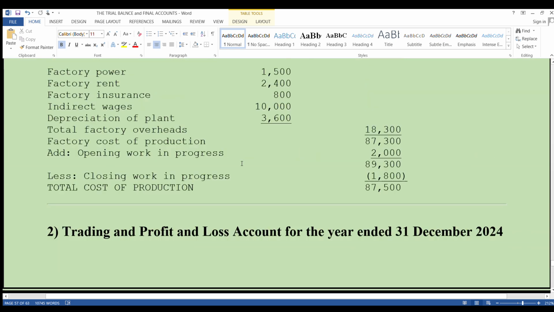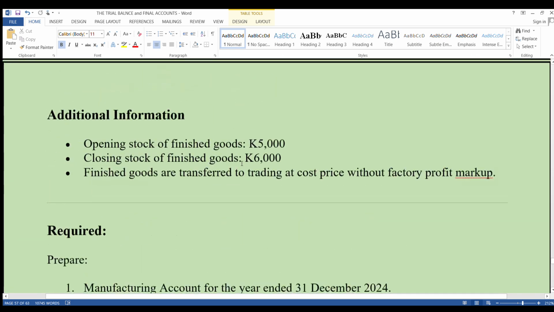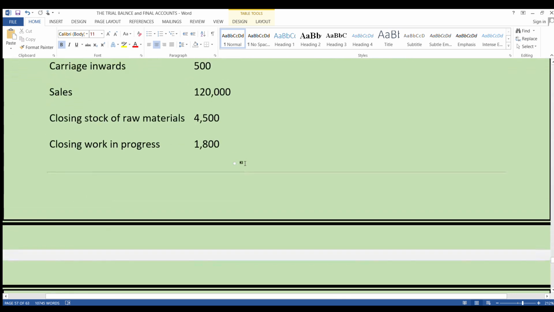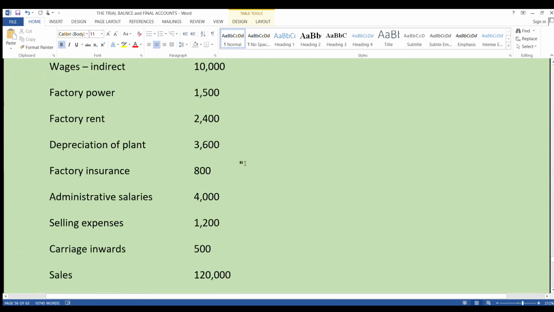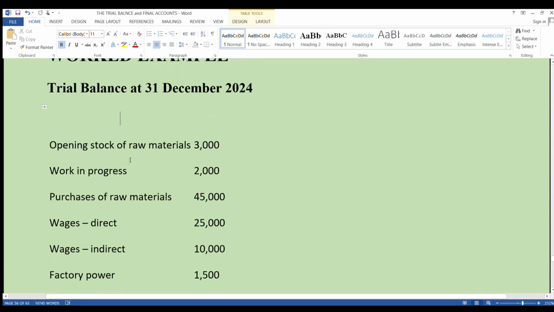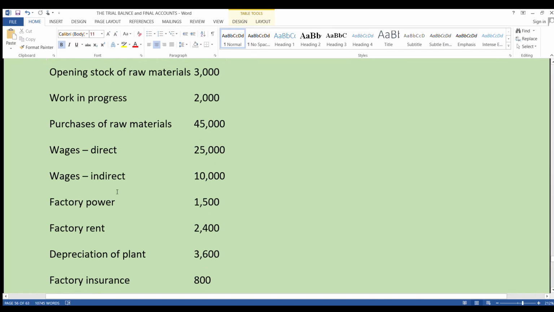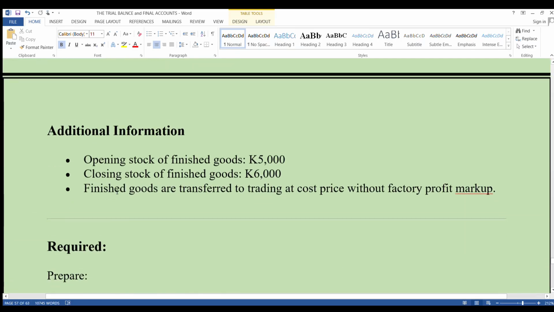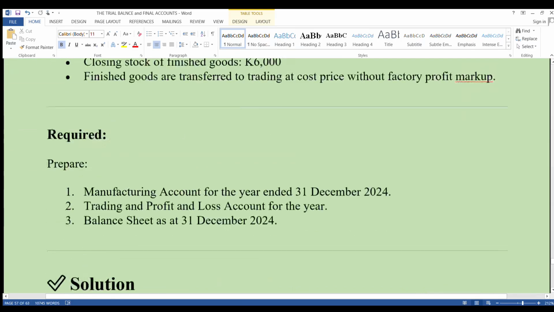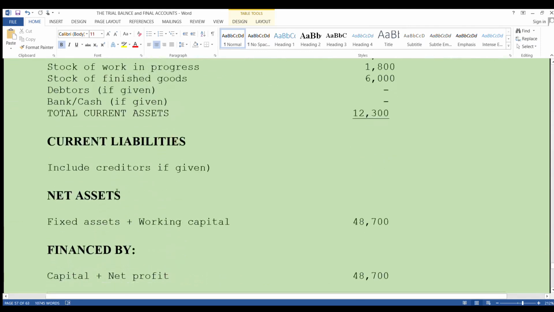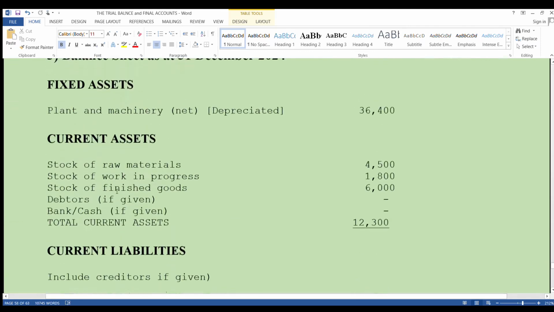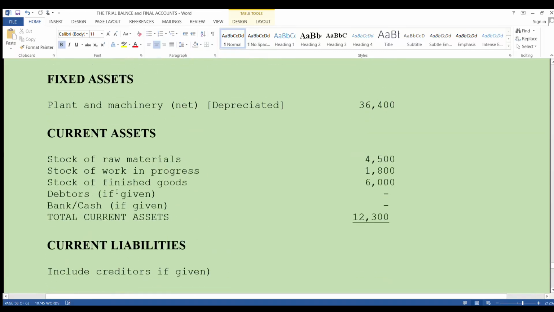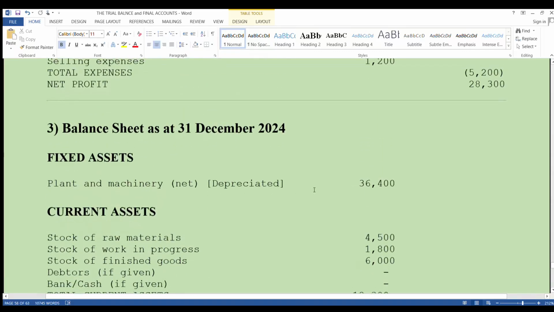However, in our question, there was no mention of depreciation. Actually, was there? Let me see. What's the cost of plant and machinery? Did I even indicate the cost of plant and machinery? Let me see. Plant and machinery, okay.